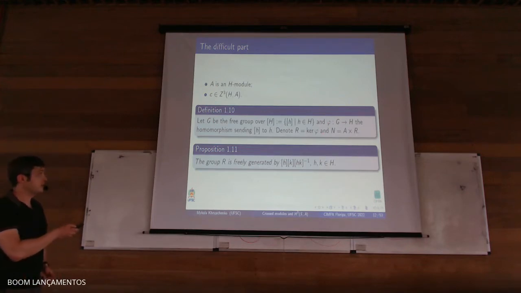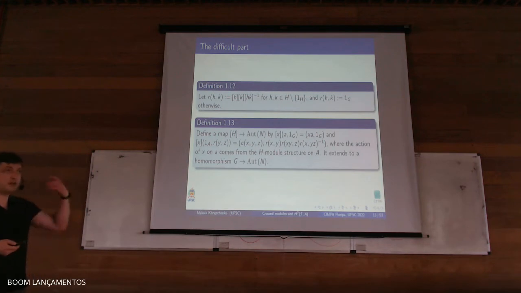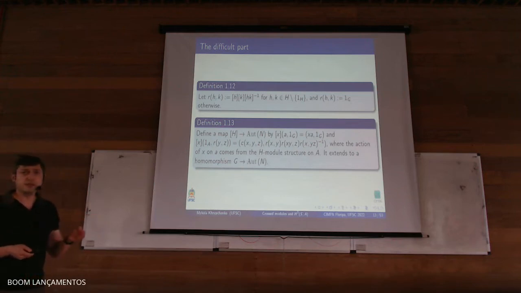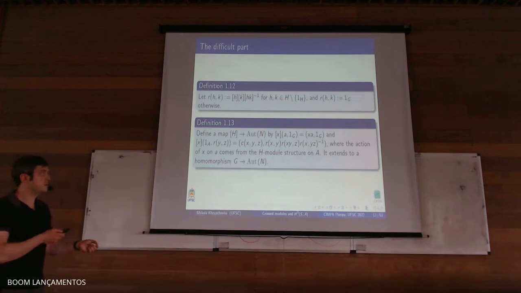So you have N, you have G. How do you define the structure of your crossed module? So you should define the action of G on N. Since G is a free group, you may define it only on generators, you can define the action of a letter. And since N itself is a product of A and again a free group, it's enough to define it on the first component. Yes, this letter acts just using the action of H on A.